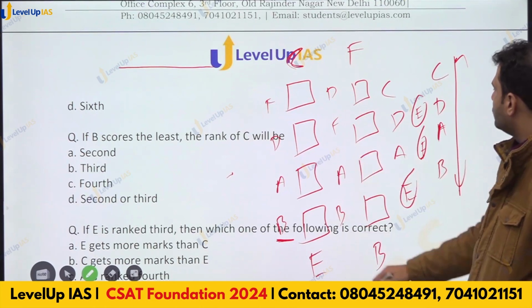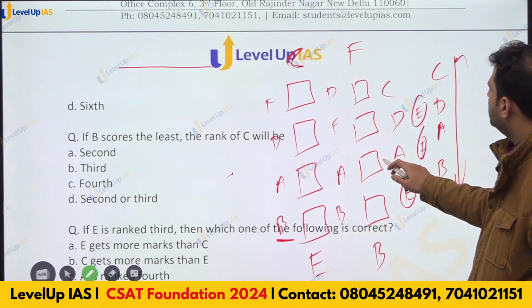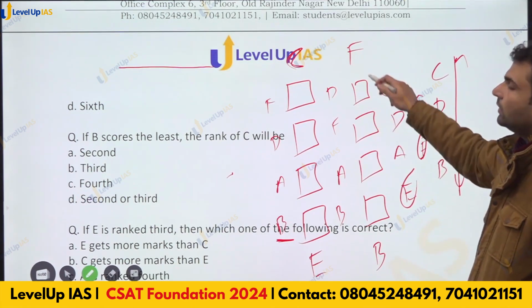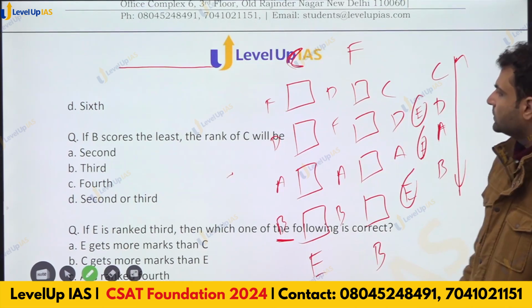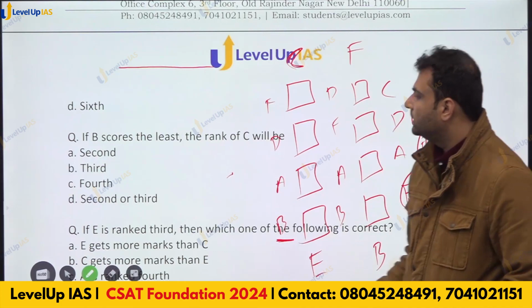Yes, D, A, B have to be below C. No? So D, A, B, then C can be here or here. 2 or 3. Second or third. Because E can come second as well. There is no information about E in that question.